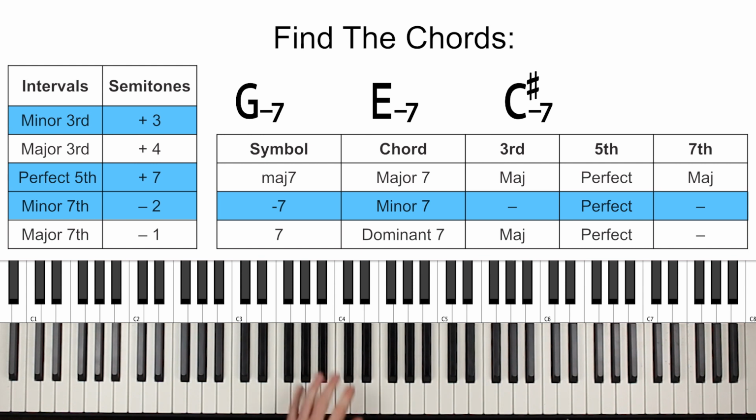So for G minor 7, our root will be G, and then a minor third, 1, 2, 3, and then a perfect fifth, 1, 2, 3, 4, 5, 6, 7, and then a minor 7th. So up to this G here and down 2, 1, 2, and that's G minor 7. Finally, C sharp minor 7, the root will be C sharp, and then a minor third, 1, 2, 3, a perfect fifth, 1, 2, 3, 4, 5, 6, 7, and then a minor 7th. So up to this C sharp here and down 1, 2, and that's C sharp minor 7.